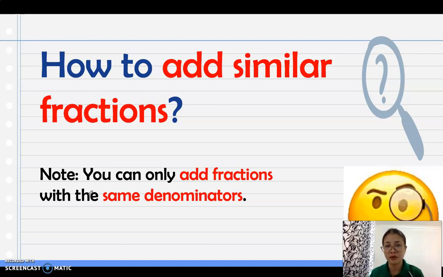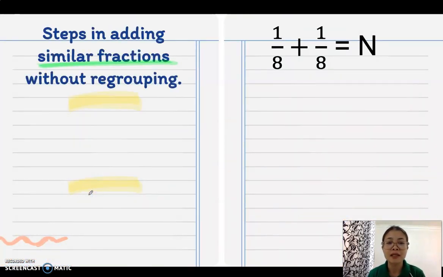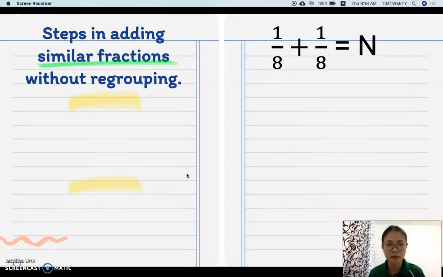Now, let us solve. What are the steps in adding similar fractions without regrouping? What is regrouping? Later on, we will discuss that. But for now, we will add similar fractions with the same denominator, without regrouping. So, the question earlier is how much part of the whole will be given to her friends. So we will add the 1/8 and 1/8.